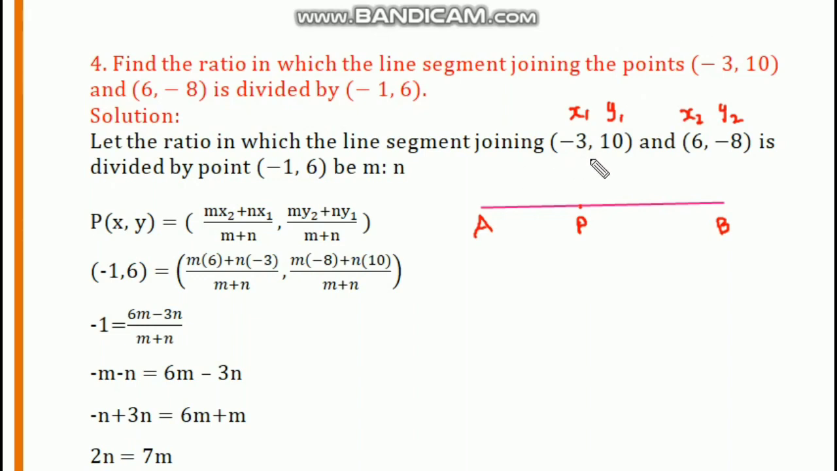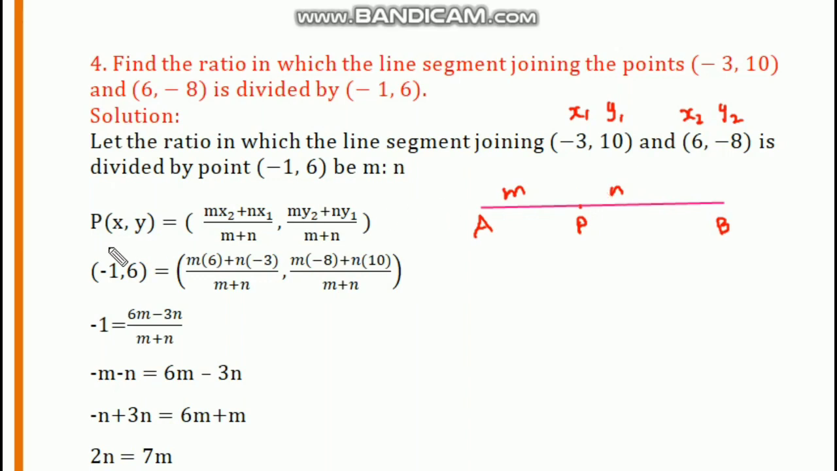So the coordinates are (-3, 10) and (6, -8). The first coordinate is x1, y1 and the second coordinate is x2, y2. In the line segment, the point P is also given. What is P? (-1, 6). Actually, this point is dividing the line segment into some ratio m is to n. We need to find out the ratio. How to find it?